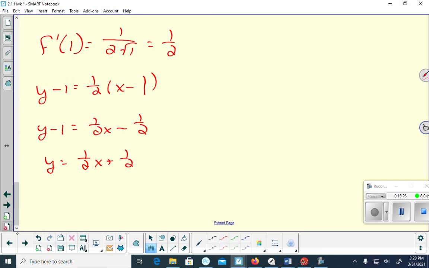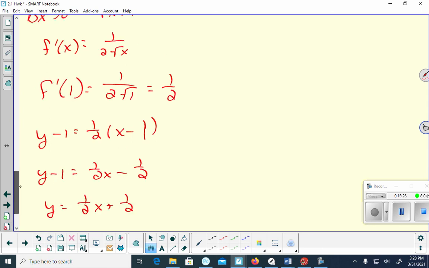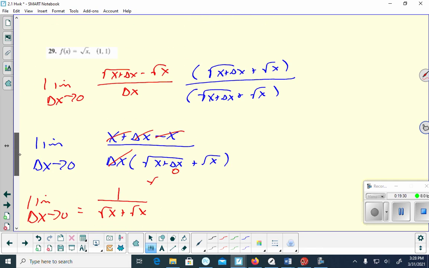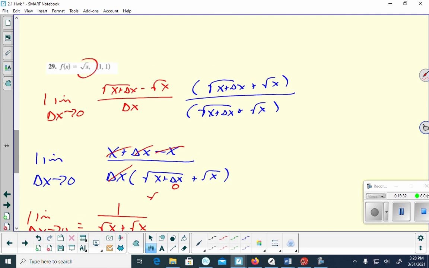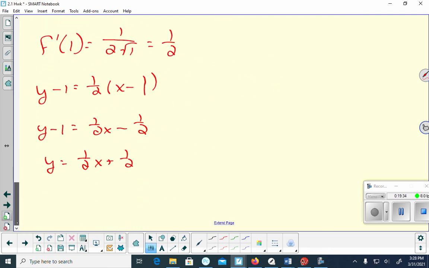You're more than welcome to check by graphing the function on your calculator. So graph this on your calculator. Then graph this on your calculator, make sure they intersect, make sure it looks like a tangent line, and then check the derivative using the derivative function on your calculator.